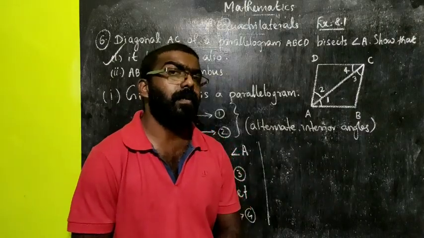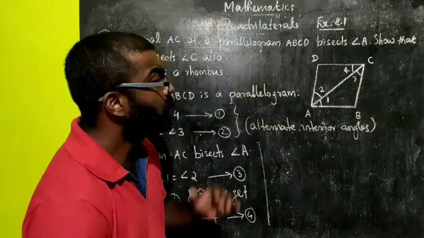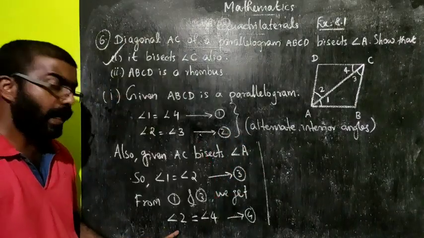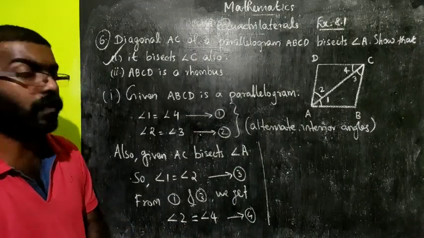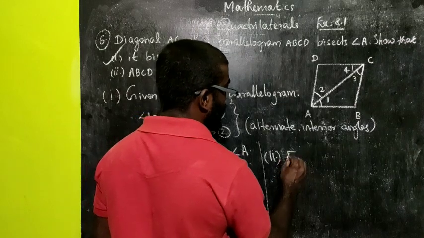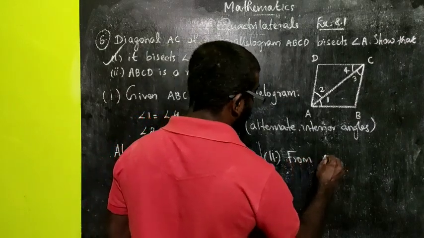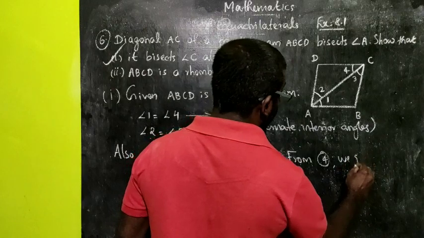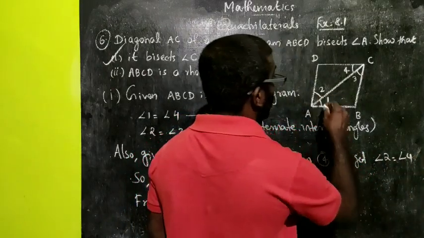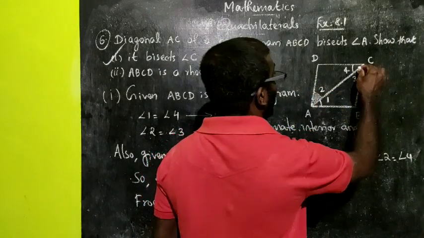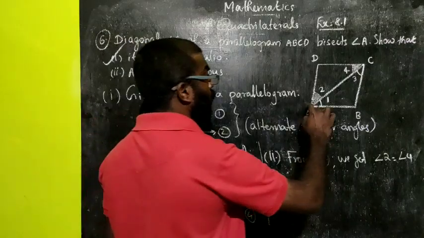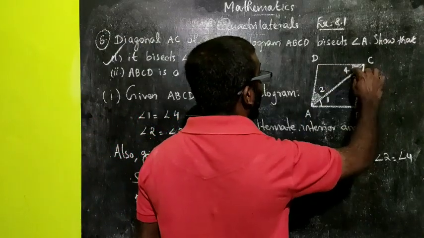So to prove the second part, it is sufficient to prove the adjacent sides are equal. Okay. So here in equation 4, angle 2 is equal to angle 4. So that we can write here for the second part. From equation 4, we get angle 2 is equal to angle 4. These two angles are equal.